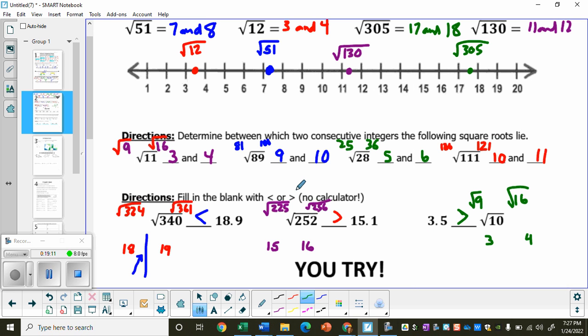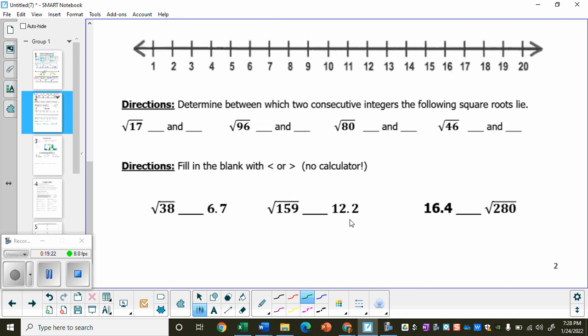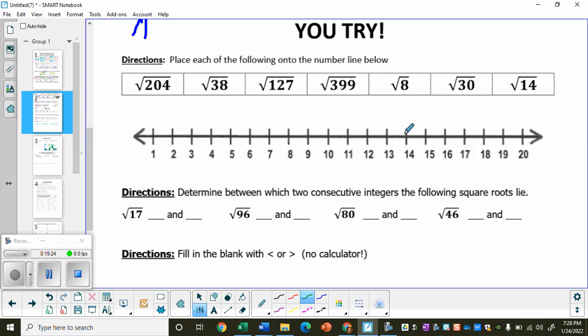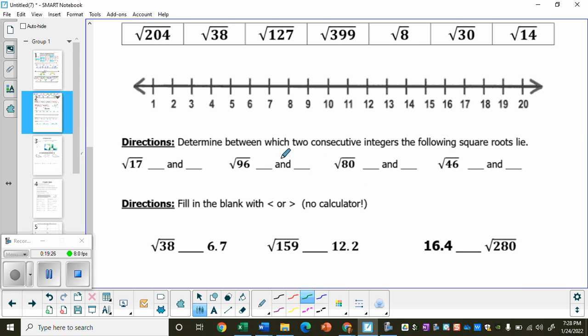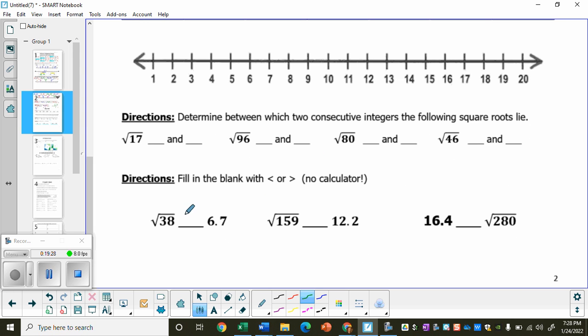Now that we've taken notes on how to estimate where the square root would be on a number line, between which two whole numbers it is, or which one's bigger or smaller, you're going to try now here. You're going to try just by putting some on the number line. You're going to tell me between which two numbers it is, and then just comparing with a greater than or a less than symbol. And there will be a Google form for this part, just so you know.